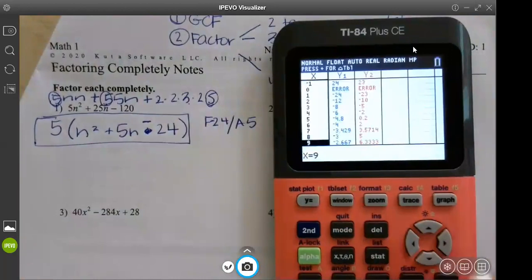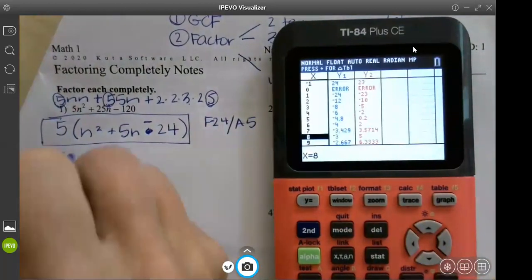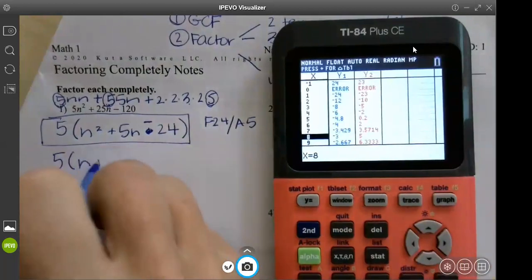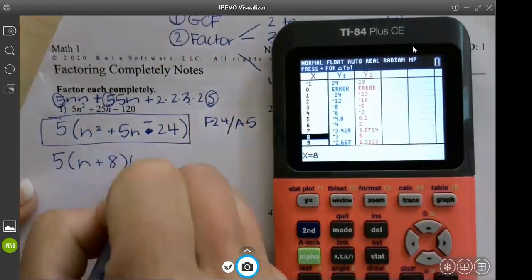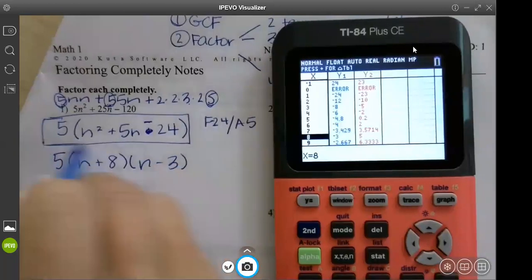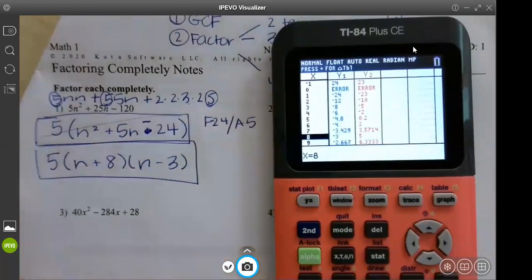Here's your positive 5. Your positive 5 is on 8 and negative 3. So leave the 5 out. This factors into a positive 8 and a negative 3. This should be your final answer, not that. Sorry, y'all. That's the difference a sign makes.